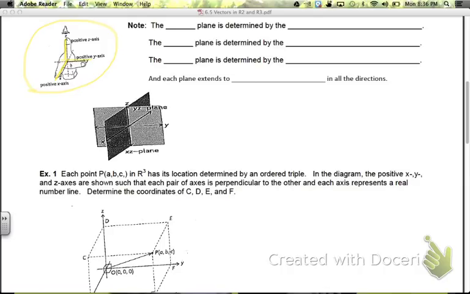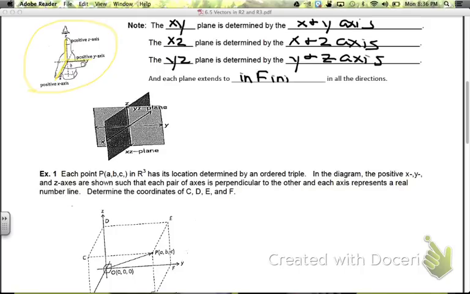So, just a note here, the XY plane is determined by the X and Y axes. Similarly, the XZ plane is determined by the X and Z axes. And the YZ plane is determined by the Y and Z axes. And each plane extends to infinity in all the directions.